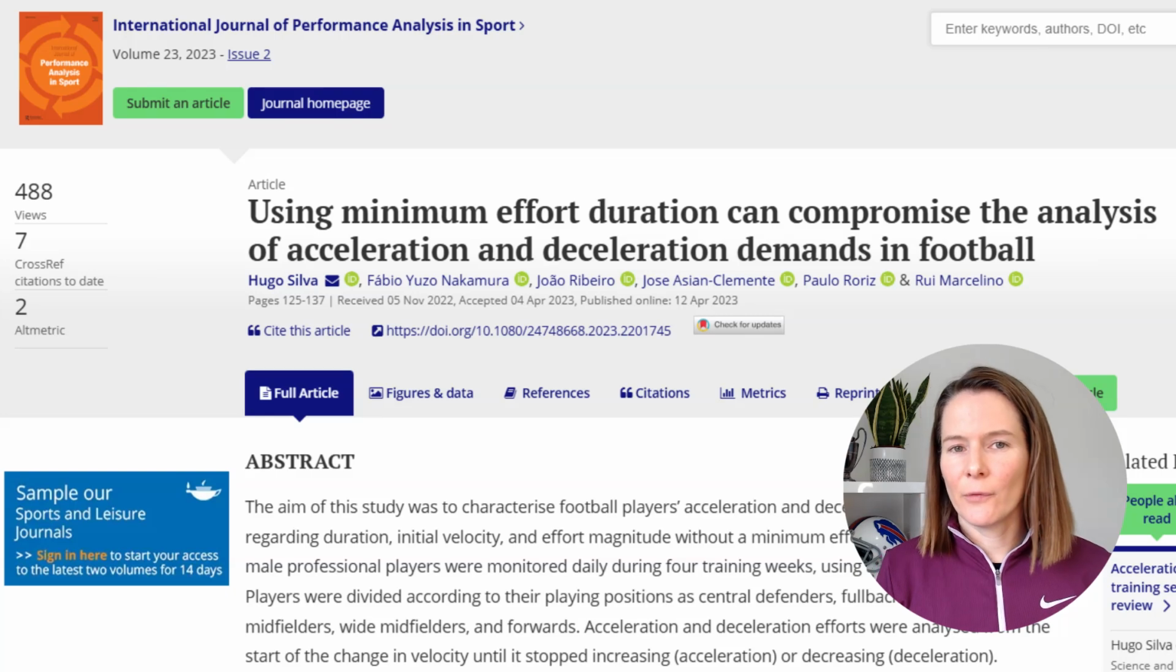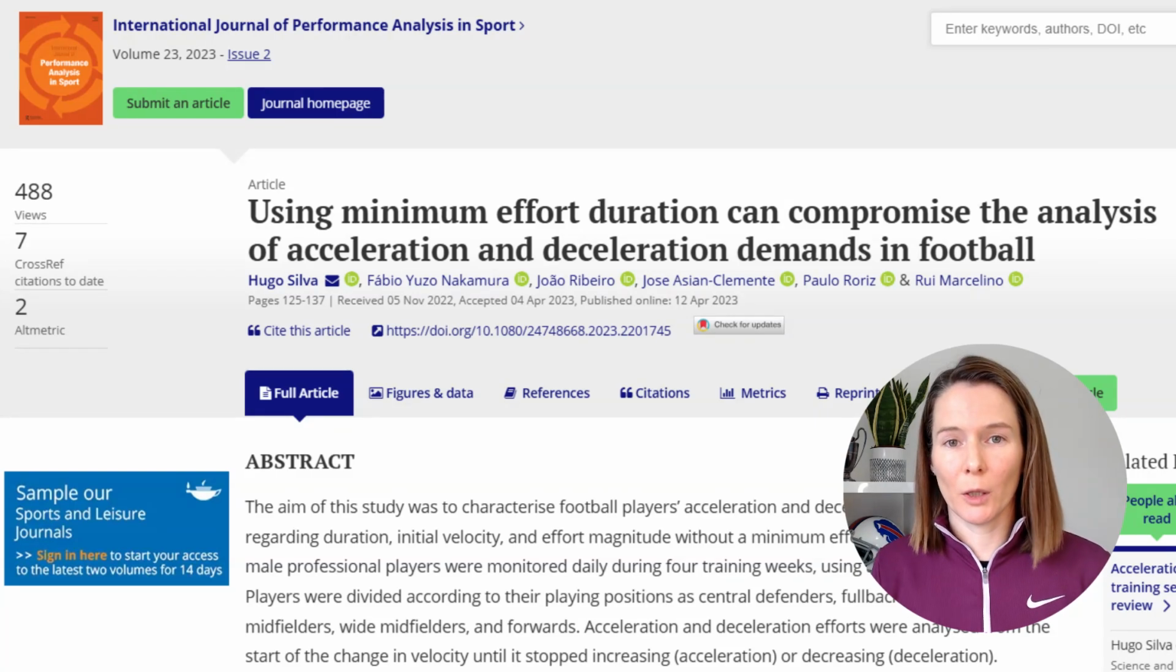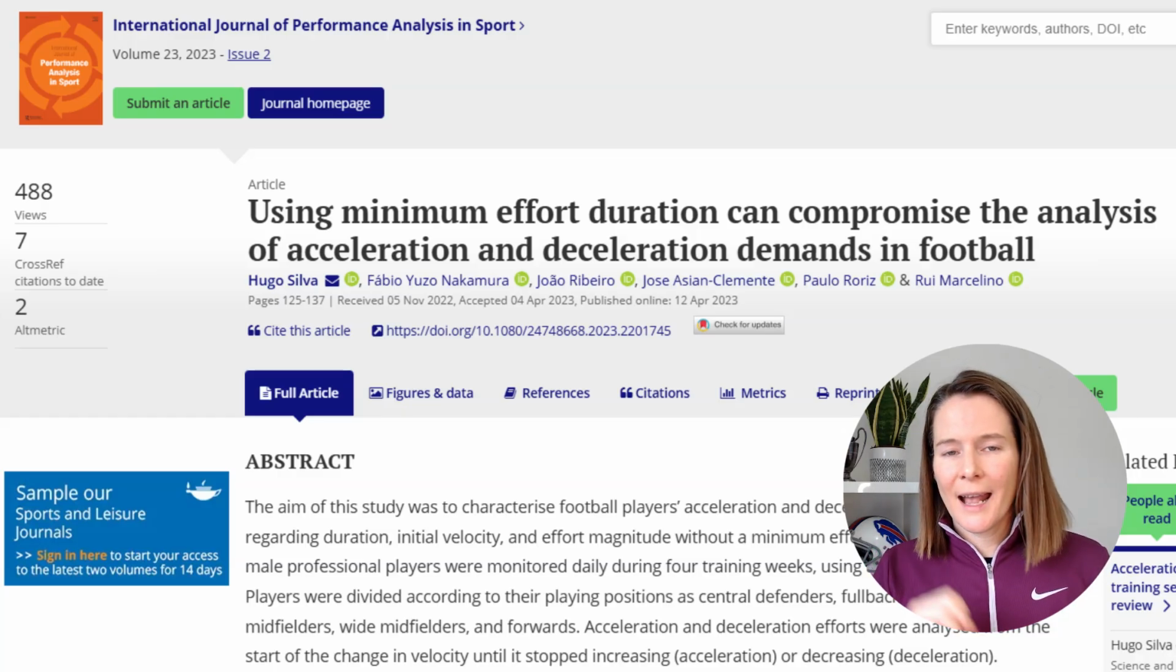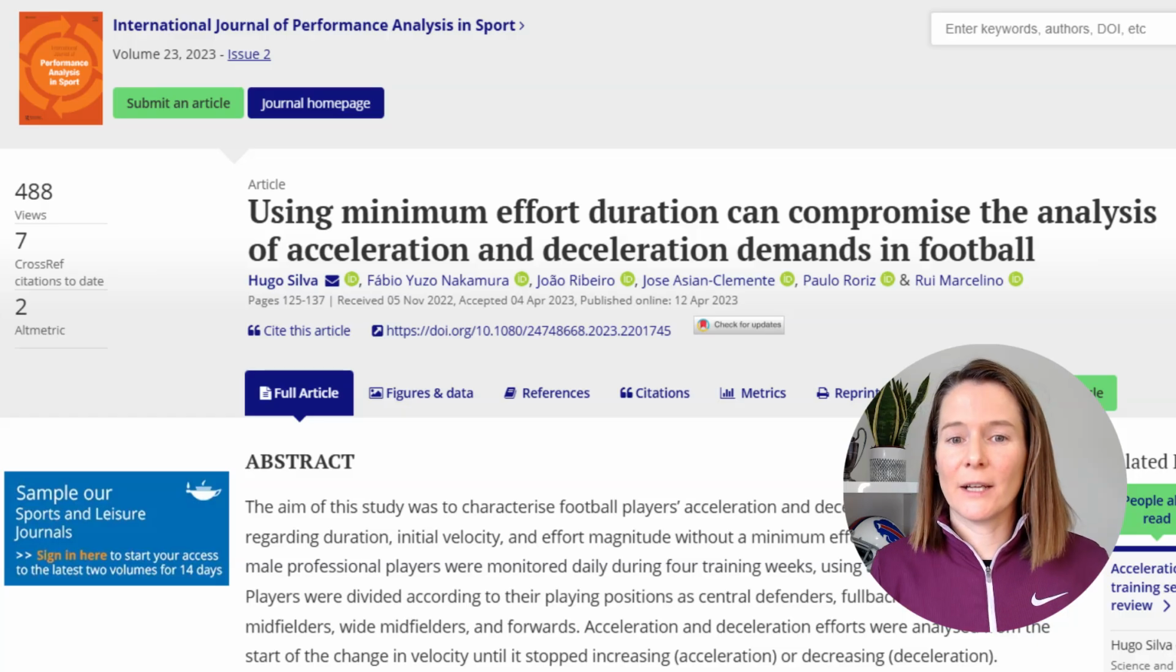Hugo Silva and his colleagues in this study then found that when a minimum effort duration of 0.2 seconds was applied, which is a commonly used dwell time, then only 36% of accelerations and 34% of decelerations were actually captured from the dataset. Ultimately, if our dwell time is set too high, then we'll be missing out on deceleration efforts at the lower duration. So that's definitely a setting to take a look at in your tracking technology.